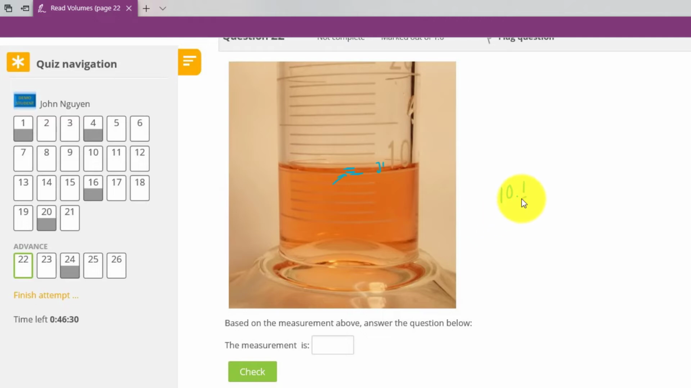So it is 10.1. Notice how I estimate on that one. So we have 10.0. That's the case as well because it's so close to the line. I want to go with 10.0.